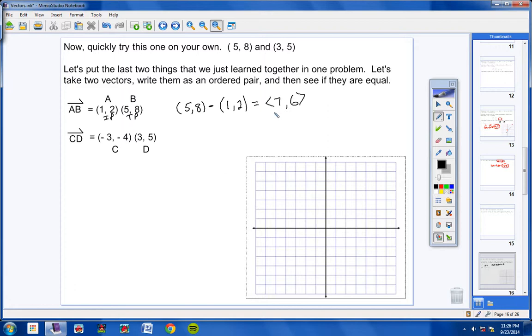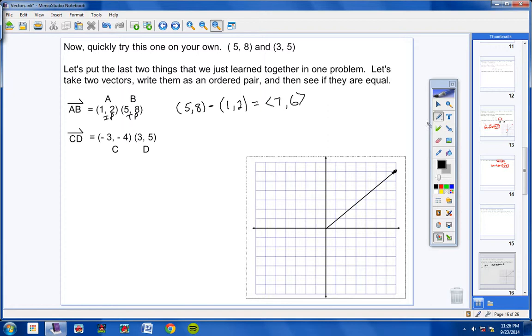Now, I would like you in your notes to graph this vector. So, this is the vector over here, written with an initial point and terminal point, and then we rewrote the vector as an ordered pair. So let's see what we have. 1, 2, 3, 4, 5, 6, 7. 1, 2, 3, 4, 5, 6. So there we go. The vector is going to start here and go right there. Okay?